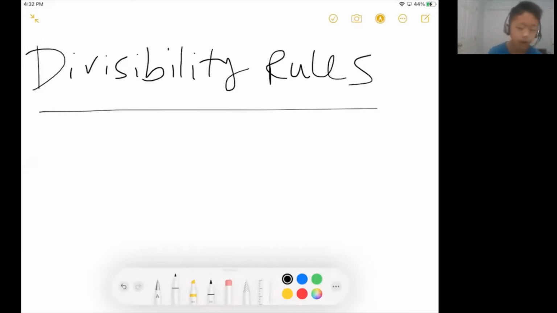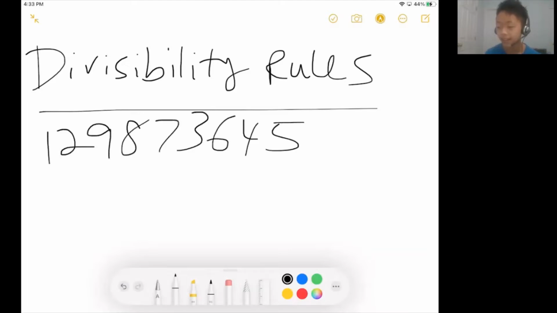Maybe we want to know, is the number 129873645 divisible by 9? One possible solution is that you could just take this number and divide it by 9 and see if you get a remainder of 0. But that's kind of tedious, and especially when you have really large numbers, you clearly don't want to do that. And that's why divisibility rules are important.